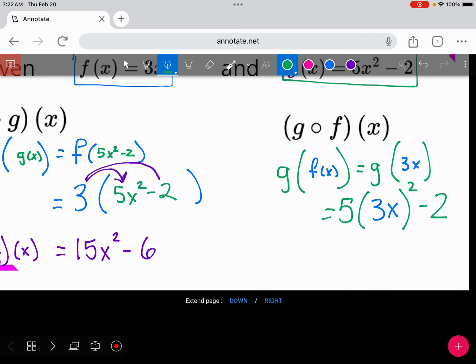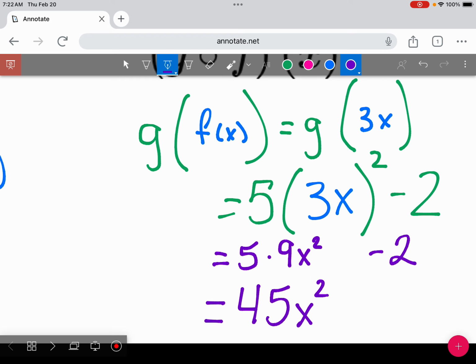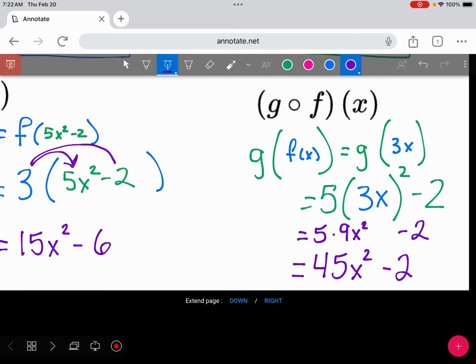What do we do from here? Square the 3x. So we're going to have our 5 times what? 9x squared minus 2. Can we simplify that more? Because what's 5 times 9? 45x squared minus 2. So our g of f of x.